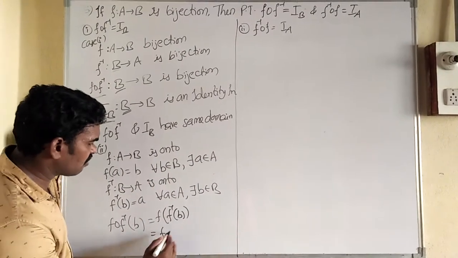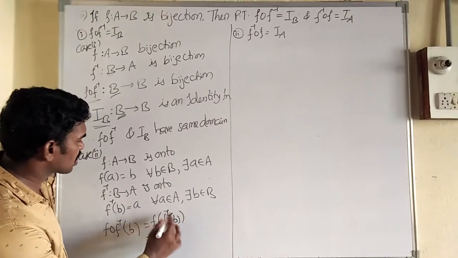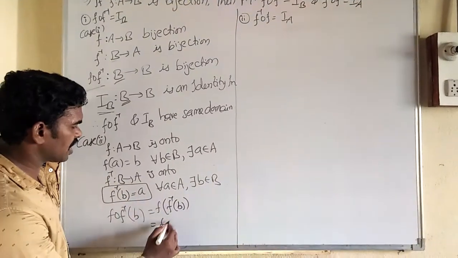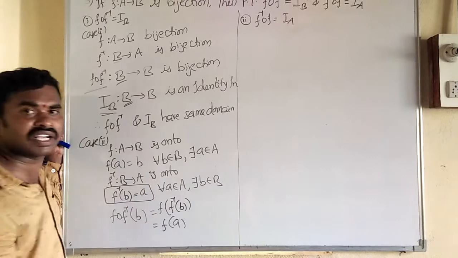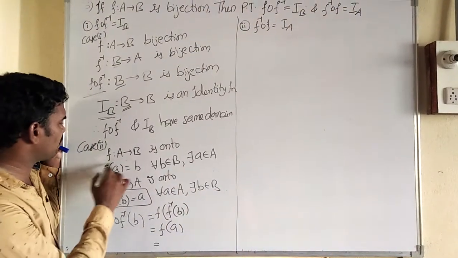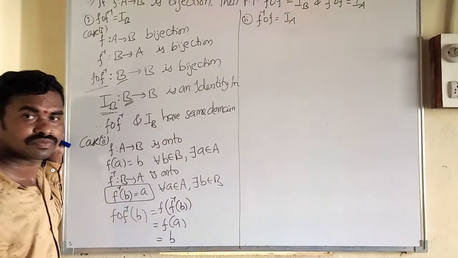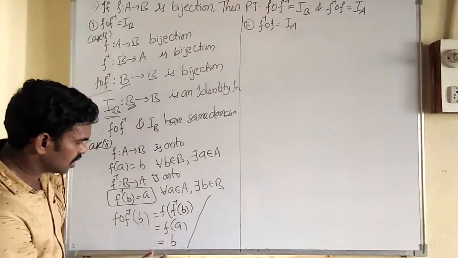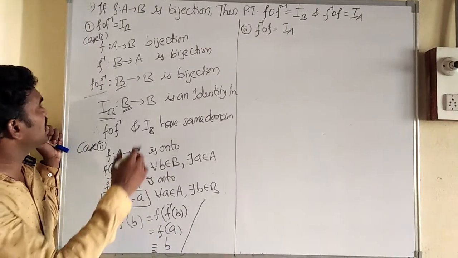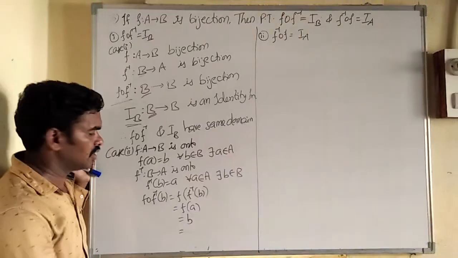Then next to F of, what is F inverse of b? See here, what is the F inverse of b value? It is a. So instead of F inverse of b, we can write a. Next to F of a is there. What is F of a? See, F of a means b. Okay? The next step: equal to I_B means what? See, I_B.